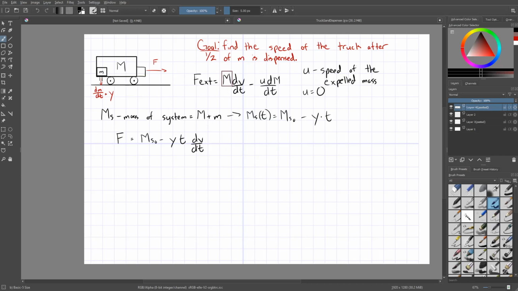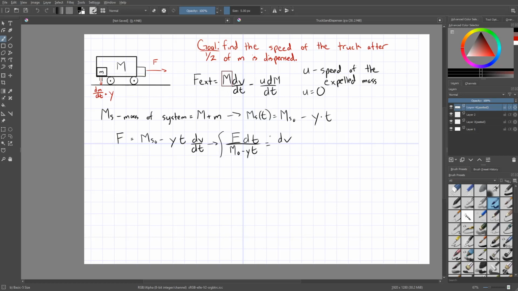Now, what we need is to find a function for the velocity. So, I'm going to isolate dv and then we'll integrate. And there we go. Let me make that fraction a little bit nicer. Okay.